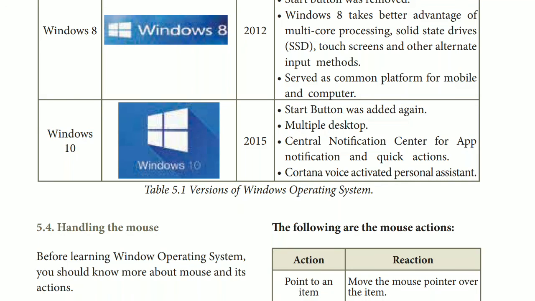Next, Cortana is a voice activated personal assistant which was included in Windows 10. Like Alexa is a voice assistant for Amazon Echo, and Google Assistant is available, that kind of voice assistant can be used here in Windows 10.